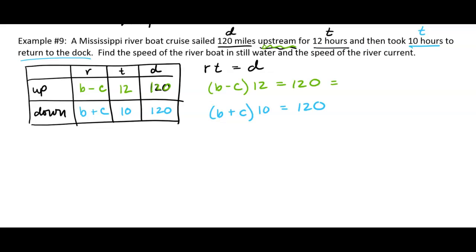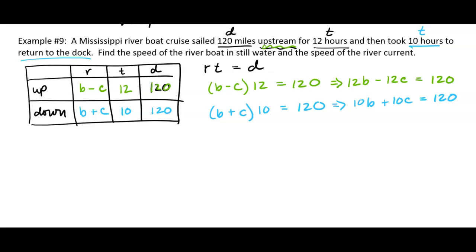So we get, I don't always do it this way, but 12b minus 12c equals 120. And then in the bottom equation, if I distribute the 10, I get 10b plus 10c equals 120. Now, I wish I would have just divided the top one by 12 and the bottom one by 10, but I'll show you that trick on the next problem. Okay, so we'll just continue with it this way.